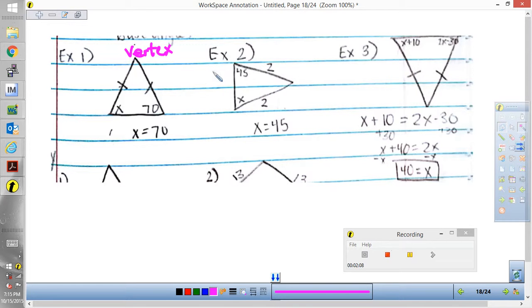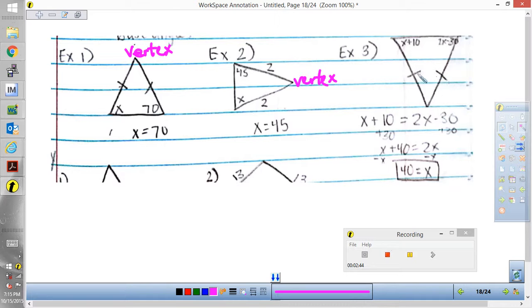In our second example, we still have an isosceles triangle, but this time they did not use tick marks. This time they just wrote the number 2 and the number 2. That does tell us that this is an isosceles triangle. Base angles would be these two here, and this would be my vertex angle. If these base angles must be congruent, what is X? Well, it must be 45 if these two are congruent. Very basic.